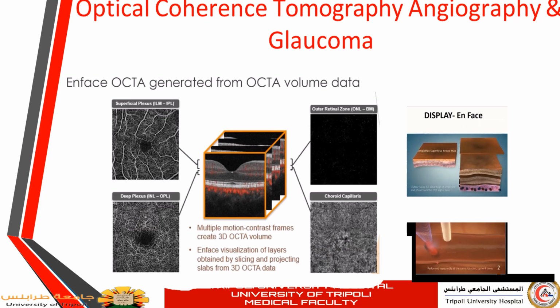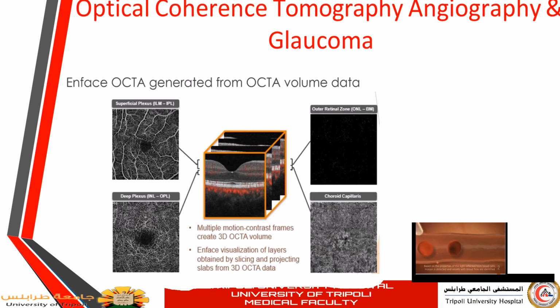Now, these structures of the retina from the superficial part to the deep part are very important to show you the abnormality and the pathology in each layer. For example, in glaucoma, the most commonly affected area is the superficial capillary plexus, where it supplies the nerve fiber layer and the ganglion cell layer. And the deep layers of the retina are usually avascular.